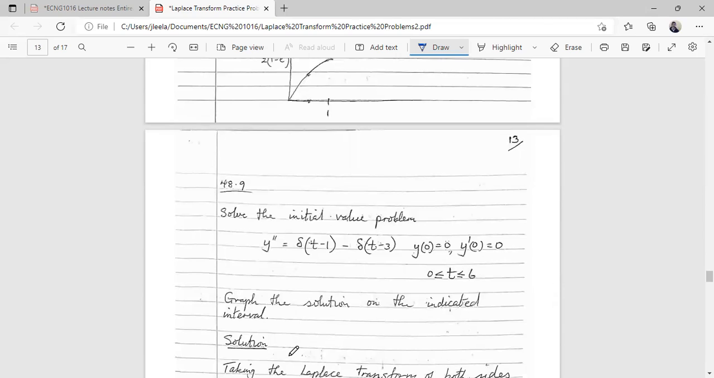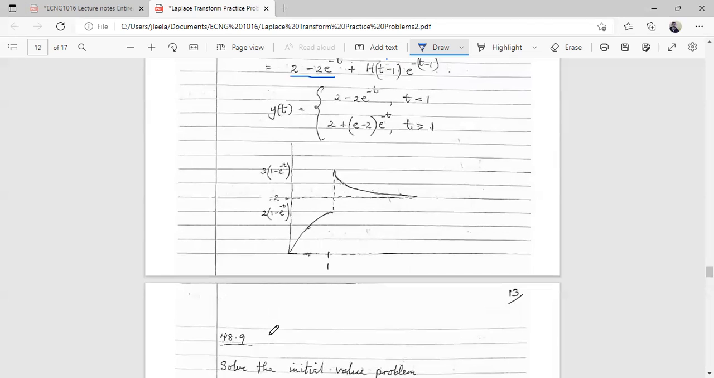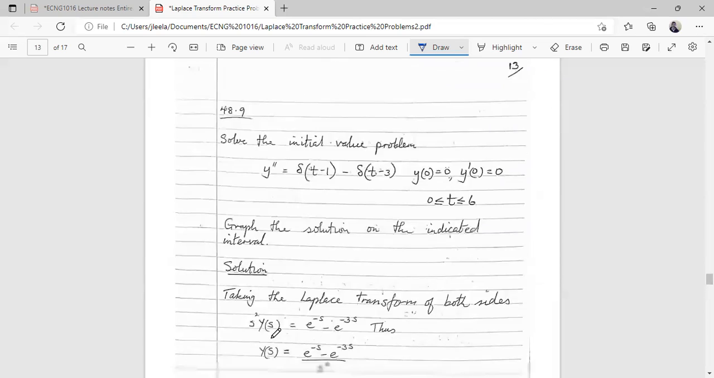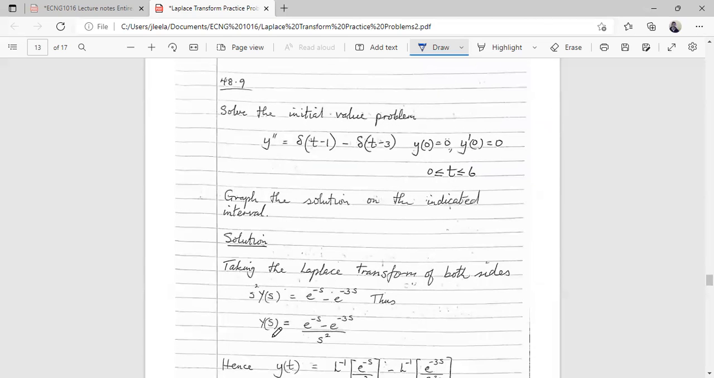Solve the initial value problem. Y double prime equals the Dirac delta t minus 1 minus the Dirac delta t minus 3, where our initial conditions are both 0 and t is between 0 and 6. Graph the solution on the indicated interval.